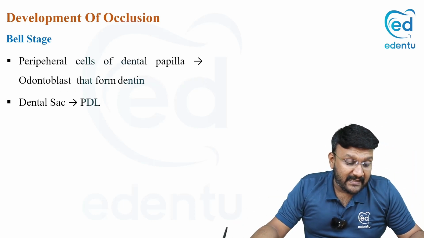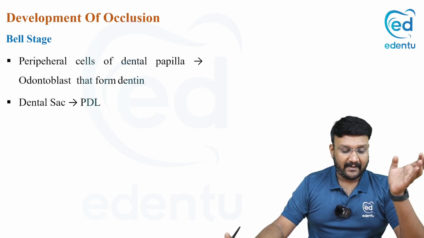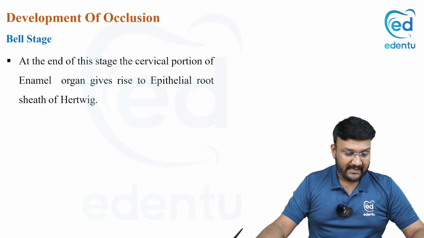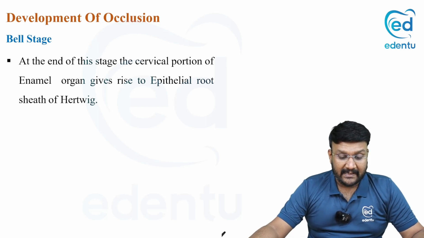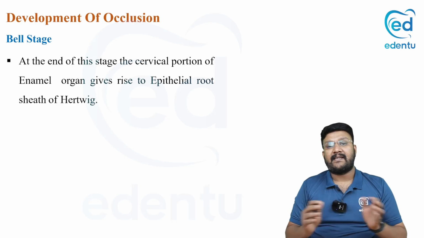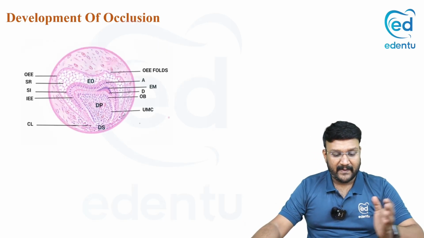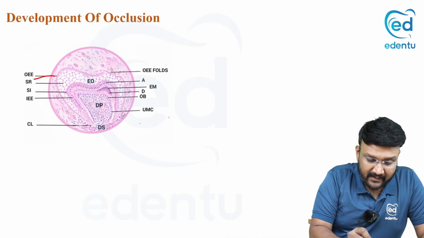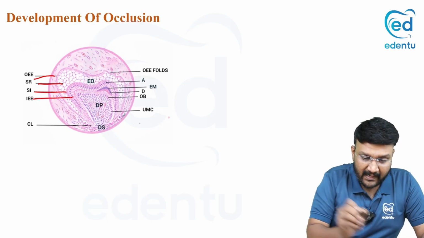In the bell stage, the peripheral cells of the dental papilla will lead to the odontoblasts that form the dentine, and the dental sac will form the periodontal ligament cells. At the end of this stage, the cervical portion of the enamel organ gives rise to Hertwig's epithelial root sheath. In this picture, you can see the outer enamel epithelium, the stellate reticulum, the stratum intermedium, and the inner enamel epithelium.